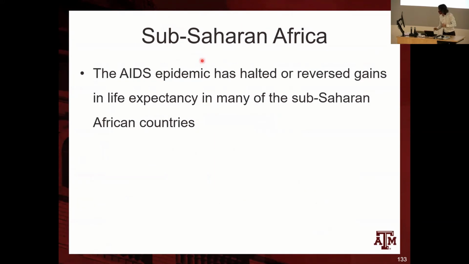The second example in the book is Sub-Saharan Africa. The AIDS epidemic has halted or reversed gains in life expectancy in many Sub-Saharan African countries. So it's still a major issue. That's why there are so many researchers trying to deal with the AIDS epidemic, specifically in Sub-Saharan African countries.